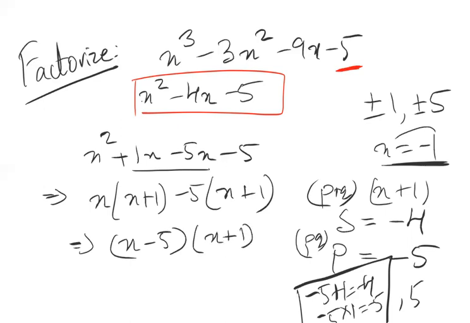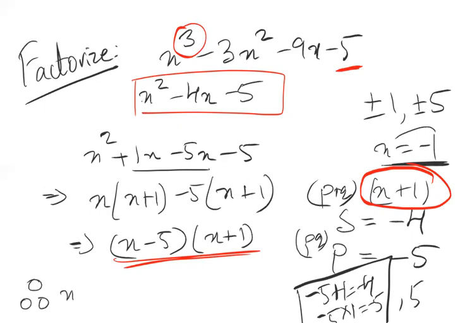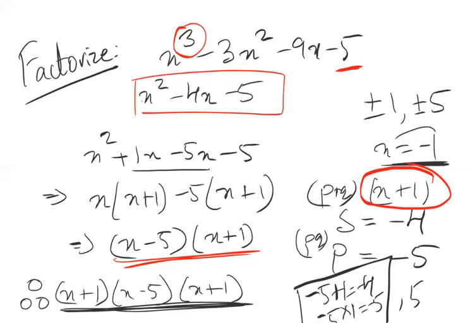But this is not your answer. You only have 2. It's a cubic, you need to have 3. So you use x plus 1 from here. So your final answer will be x plus 1, x minus 5, and x plus 1. This is your answer. For a cubic polynomial, we always have 3 expressions, 3 factors. And this is how we solve the cubic.